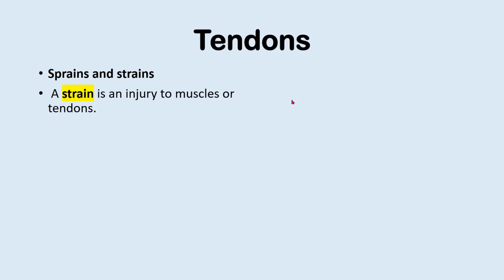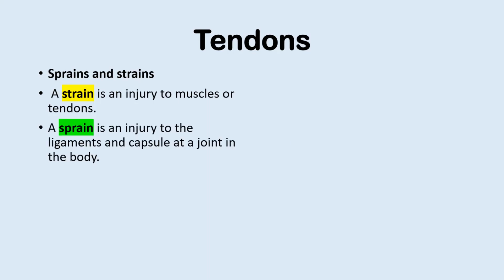Now the tendons themselves, I just threw this in because people don't really understand the difference. Sprains and strains, what's the difference? A strain is an injury to a muscle or a tendon. A sprain is an injury to ligaments and capsules at joints.